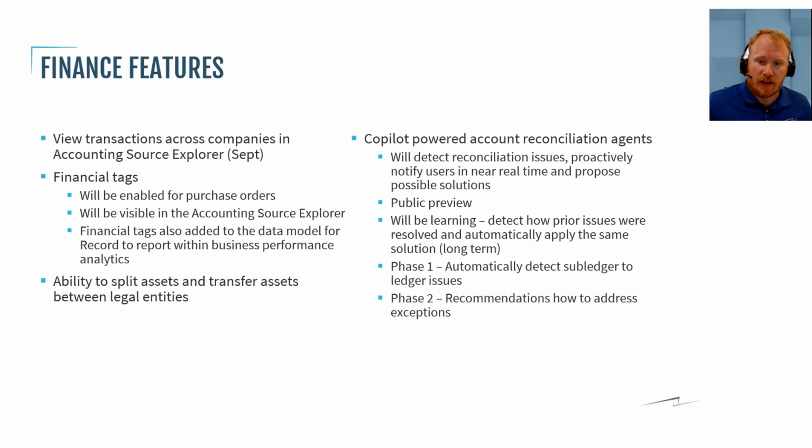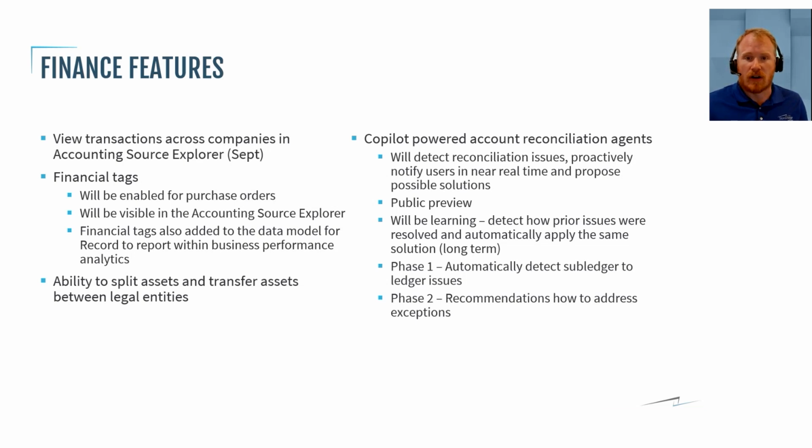Another big feature that's coming is that they're going to be adding Copilot-powered account reconciliation agents. Now, this is something they're going to be phasing in over time, but basically this should save your accounting team a lot of time on account recs. The plan is not only for the system to be able to detect account reconciliation issues, but also to proactively notify users when it sees a potential issue, and also eventually provide some options for possible solutions. I think in the long run, the goal is probably that it's going to be kind of like a learning agent.